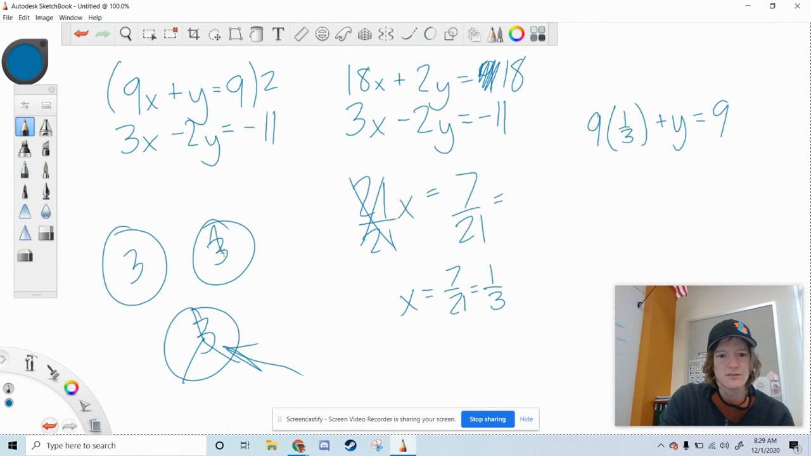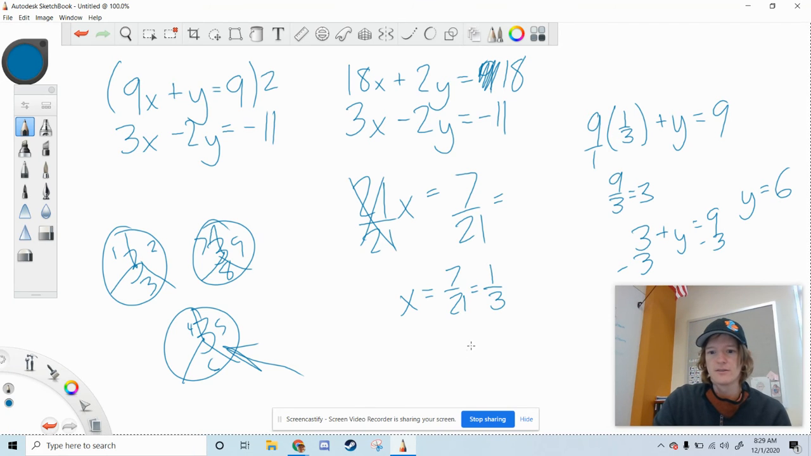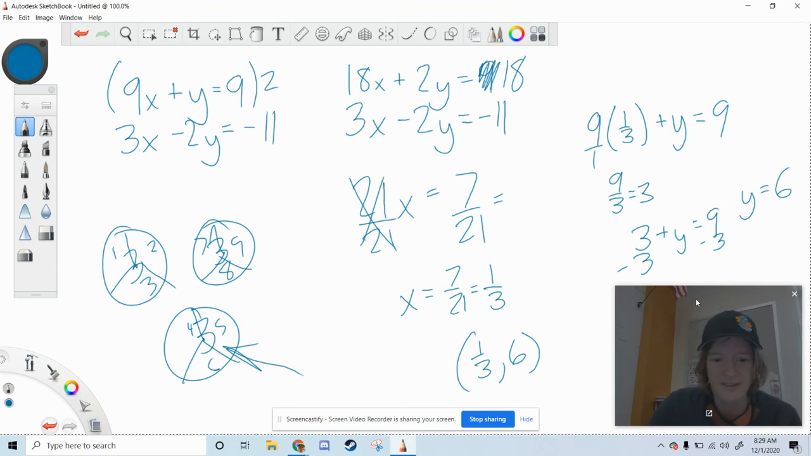I could think of it like this too. Here's 1, 2, 3, 4, 5, 6, 7, 8, 9. 1/3 is a total of 3 whole circles. Or we can just change this 9 over 1. So this will be 9/3, which is equal to 9 divided by 3. So that's 3. It's always going to be 3. 9 times 1/3 is 3. 3 plus y equals 9, minus 3, minus 3. You get y equals 6. So it'll be 1/3, 6. And I told you there weren't any more fractions, decimals. I guess I lied to you.